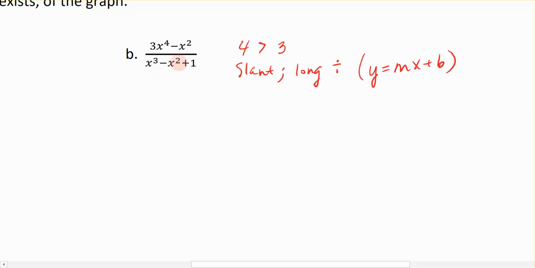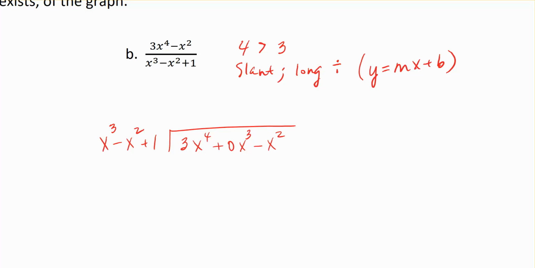When I do that, remember, I'm going to take the denominator here, x cubed minus x squared plus 1, divided into the numerator, 3x to the 4th. I'm going to put in 3x to the 4th plus 0x cubed minus x squared, just to hold my place on this one. We've done this before, but let me just remind you. I'm looking at what do I multiply x cubed by to turn it into 3x to the 4th? Well, that would be 3x. So don't forget, when we do long division, we now multiply this number by all three of these terms.